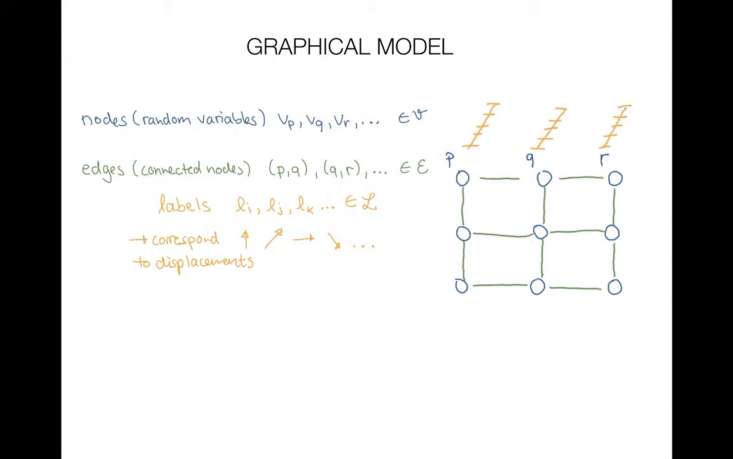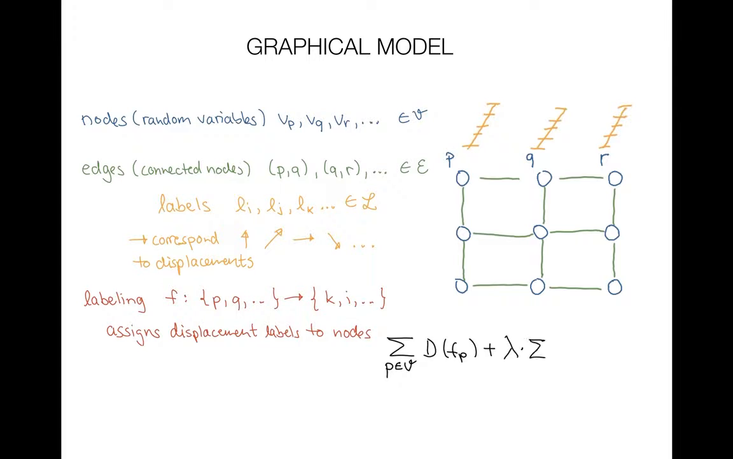The aim is now to find an optimal labeling which assigns a displacement vector to each of the nodes. And the quality of this labeling is evaluated using again a cost function which consists of two terms, R of Fp and Fq, which is called the pairwise potential, and D of Fp, which we call the unary potential.